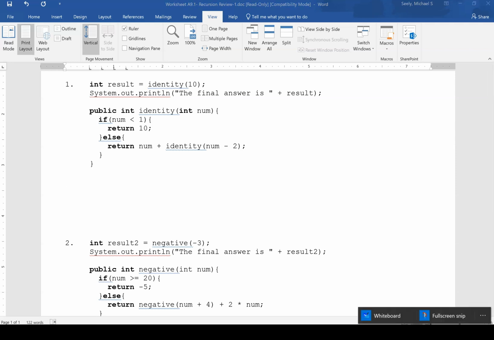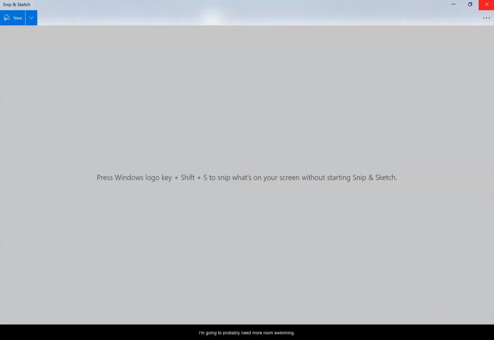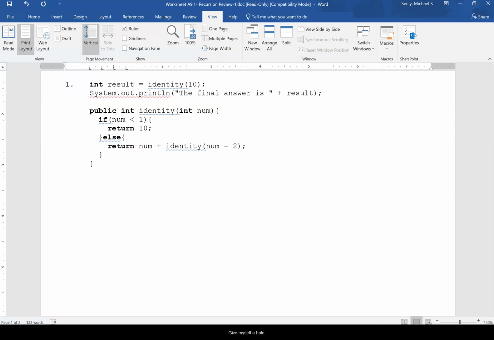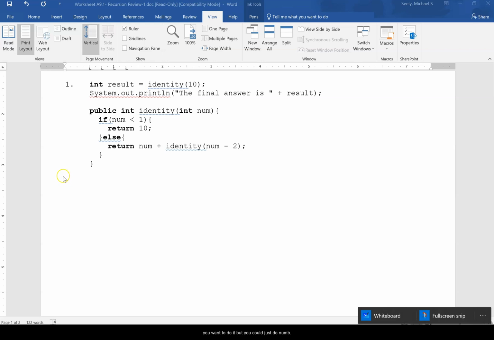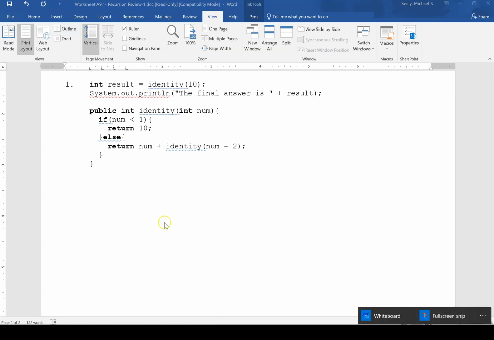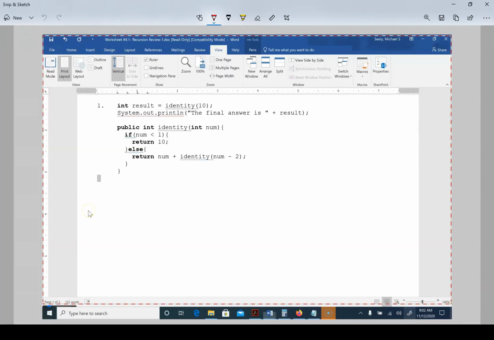So I'm going to probably need more room, so let's give myself enough room on here. Okay, so we got this identity method where 10 gets passed into num. So I got num is 10. Okay. So then what do we got?